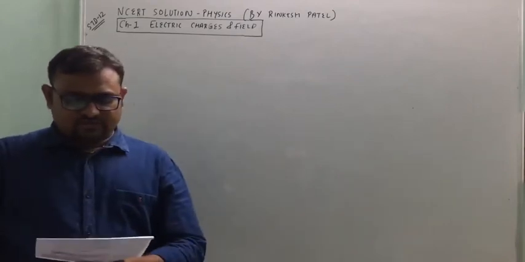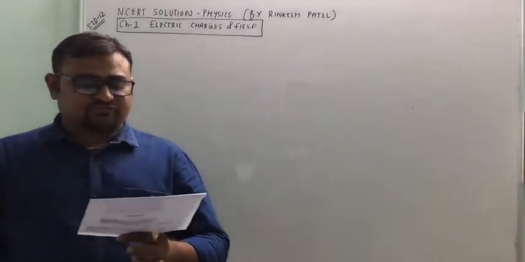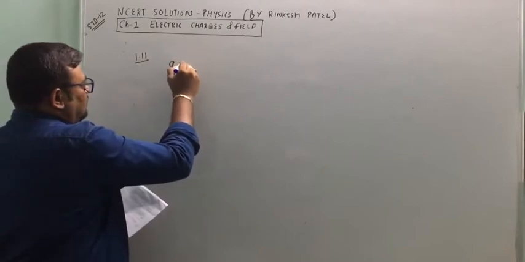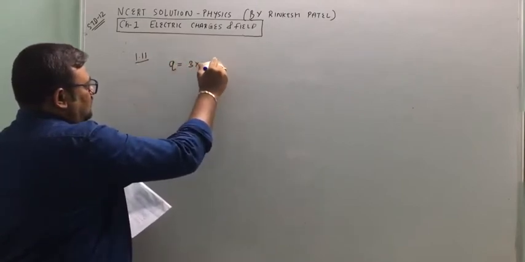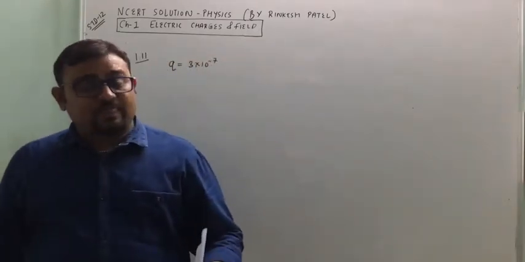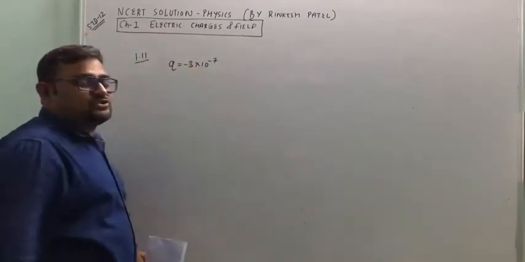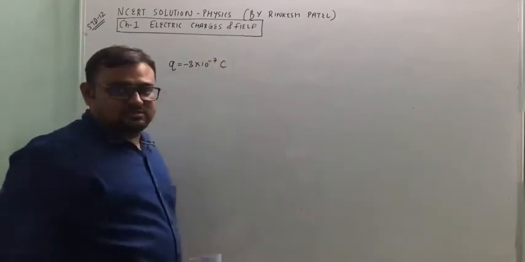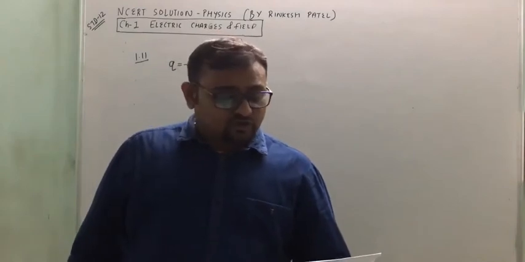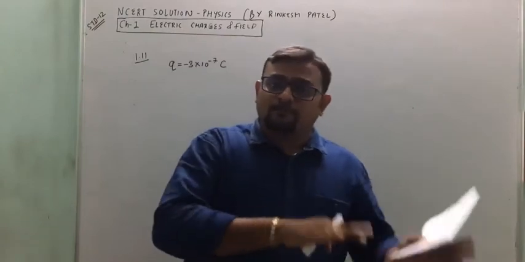Question 1.11: a polythene piece rubbed with wool is found to have a negative charge of 3 into 10 raised to minus 7 coulomb. First you have to find the number of electrons transferred, and you also have to find out from where they are transferred, either from wool to polythene or from polythene to wool.